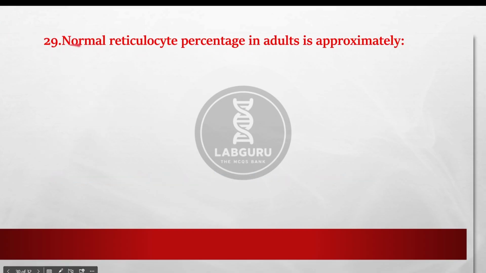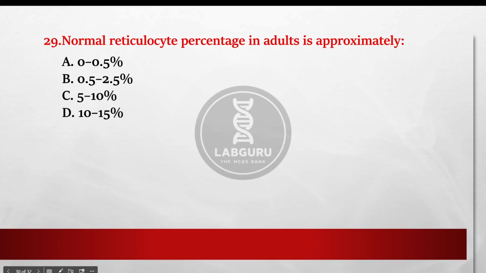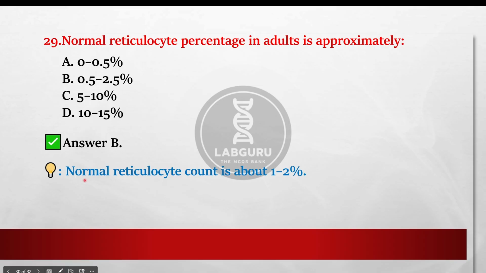Question number 29. Normal reticulocyte percentage in adults is. What is the normal reticulocyte percentage in adults? Options are option A 0 to 0.5%. Option B 0.5 to 2.5%. Option C 5 to 10%. And option D is 10 to 15%. So the right answer is option B, that is 0.5 to 2.5% is considered as a normal reticulocyte percentage. Sometimes somewhere it's written like 1 to 2% only, but in options we have 0.5 to 2.5%.